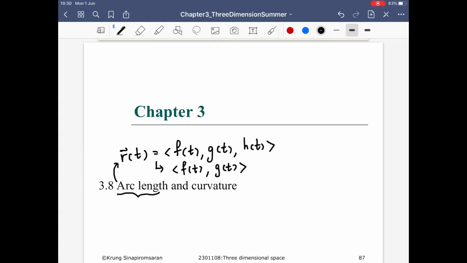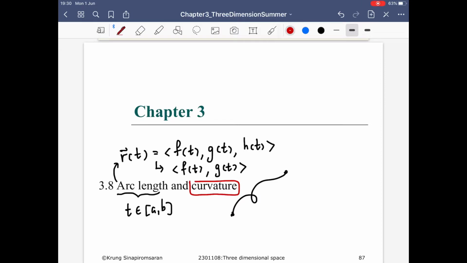In this chapter we are going to talk about the length of the curve r(t). For example, if your t is in the interval a to b, what is the length of this kind of curve? And another concept is curvature. As we get to that concept, we'll talk about the curvature again.